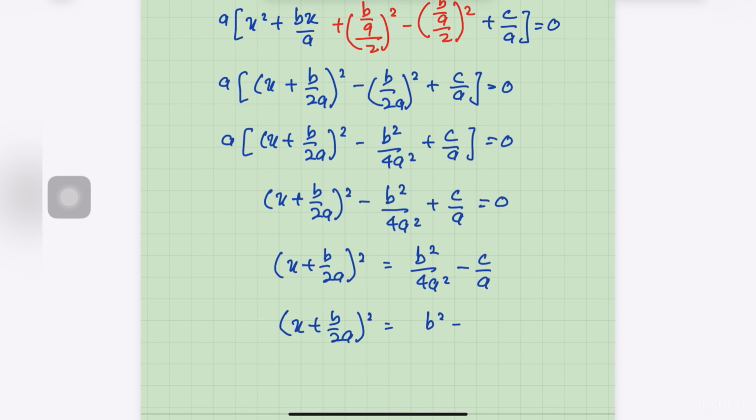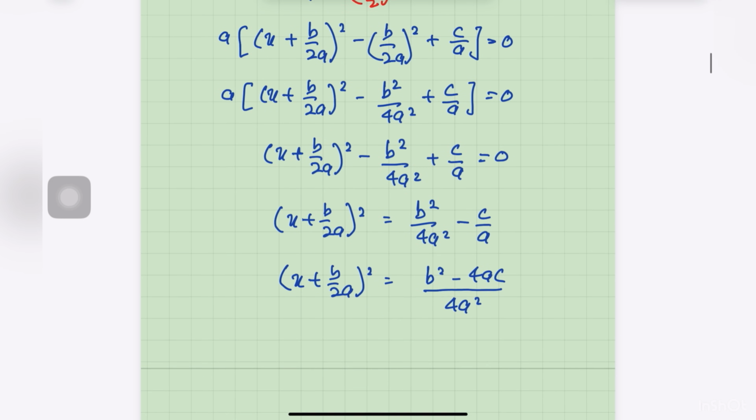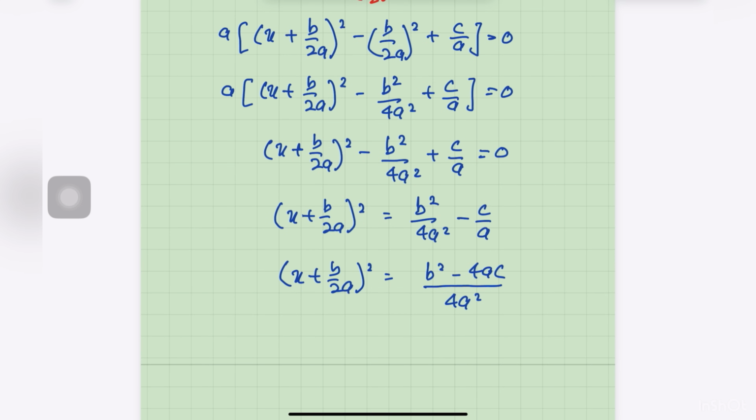B squared minus 4ac. Kita samakan denominator 4a squared. Okay, so then we square root both sides to eliminate the square. Yang ni kita nak eliminate, kita square rootkan both sides. Okay, so here we have x plus b over 2a equals to plus minus, sebab ada square root kan. So b squared minus 4ac over 4a squared.